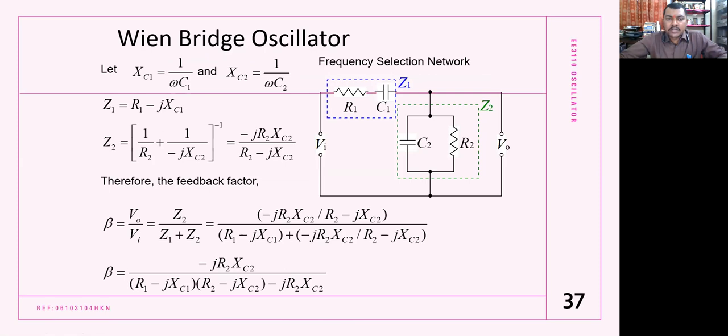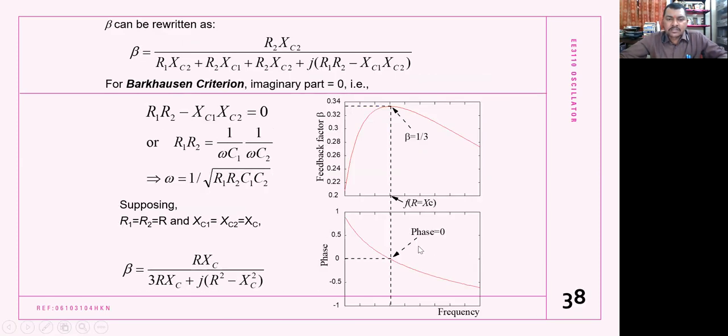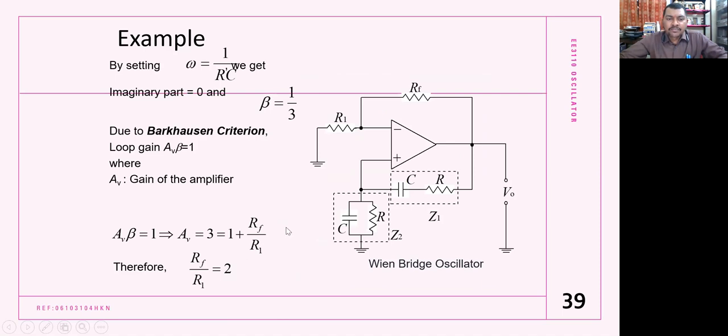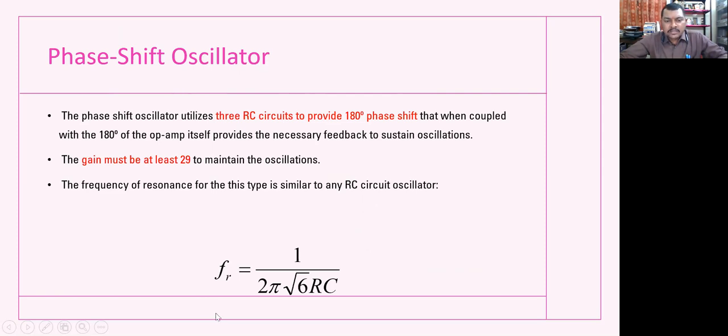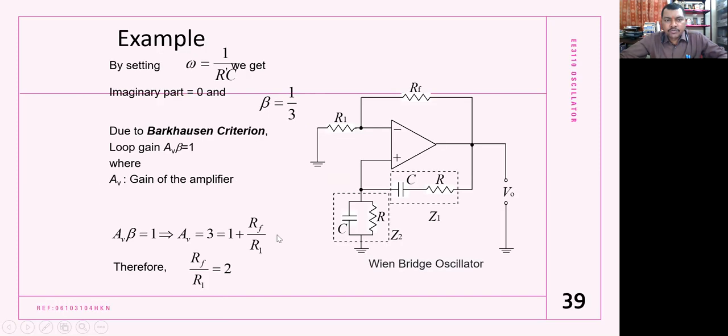So this is the Wein bridge oscillator. This is the derivative portion of that, and this is how we are going to calculate the frequency. Oh, sorry, this is the frequency for the phase shift oscillator, and we have omega equal to 1 by RC, which means omega is equal to 2 pi F. If we put that over here, we'll have F equal to 1 by 2 pi RC, right?